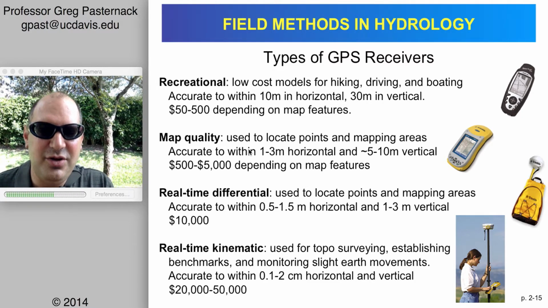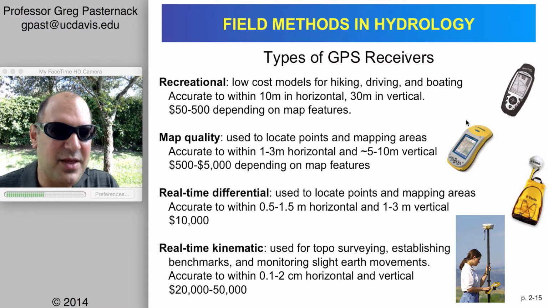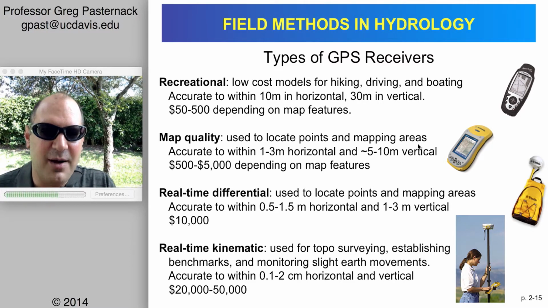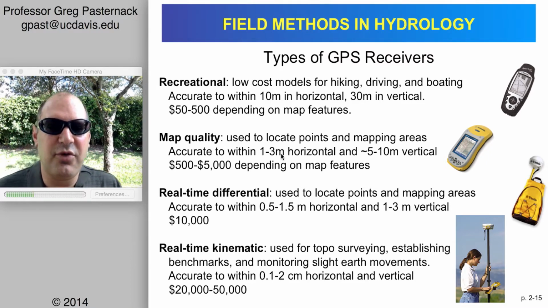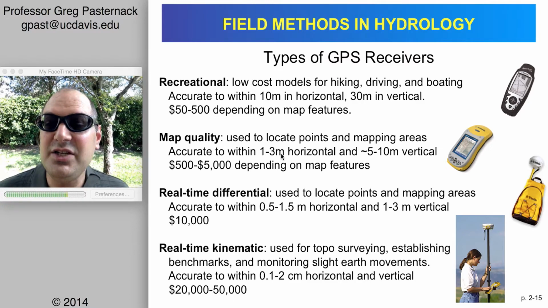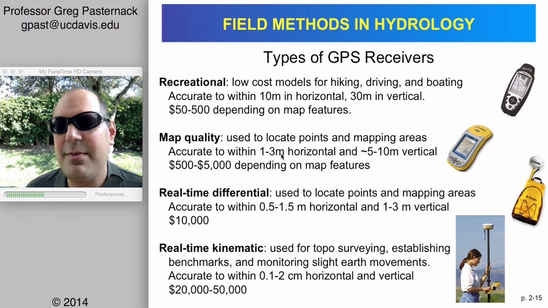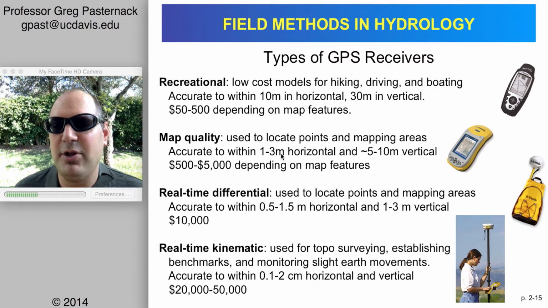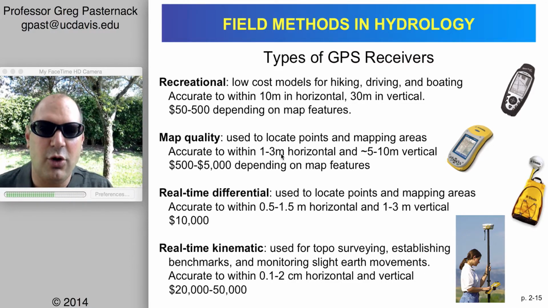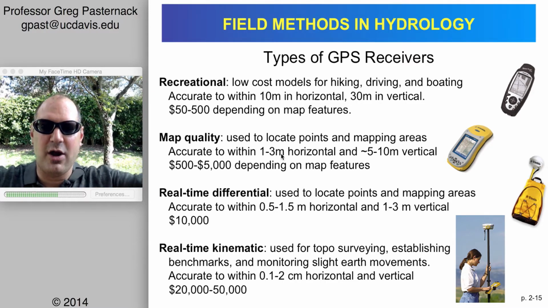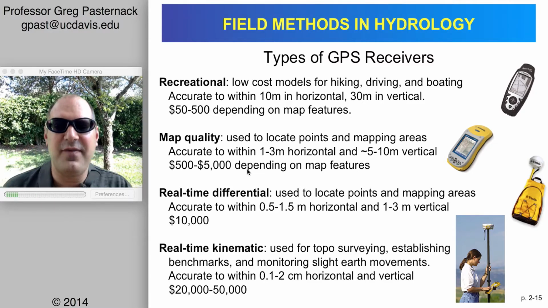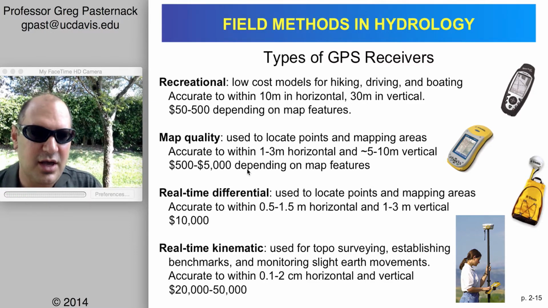A mapping grade unit is something like is shown here, like a Trimble Geo XH. This is going to be accurate to within 1 to 3 meters in the horizontal, 5 to 10 meters in the vertical. Why is vertical worse? Because there's nothing below you, right? You can't have any satellites below you, so the satellites are always going to be above you, and that makes vertical worse, whereas horizontal can be spread all around. A mapping quality unit is in the 500 to 5,000 plus range.